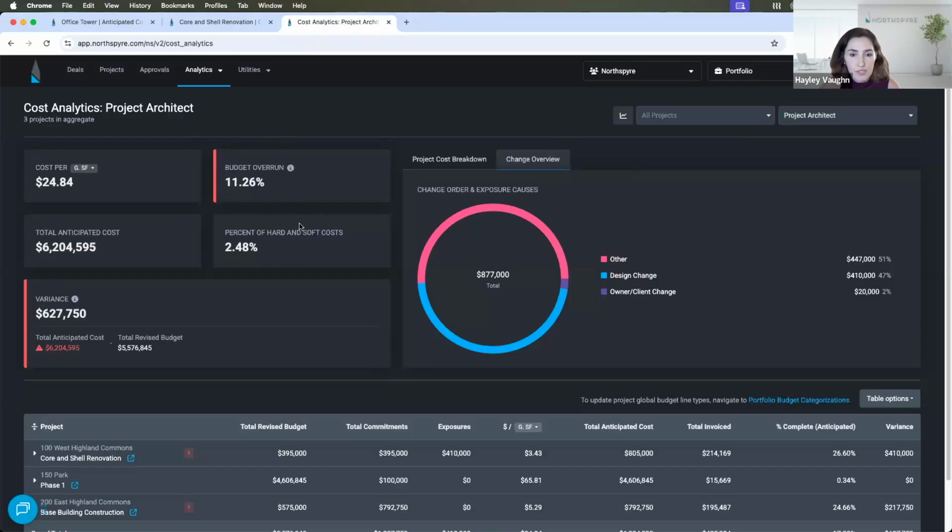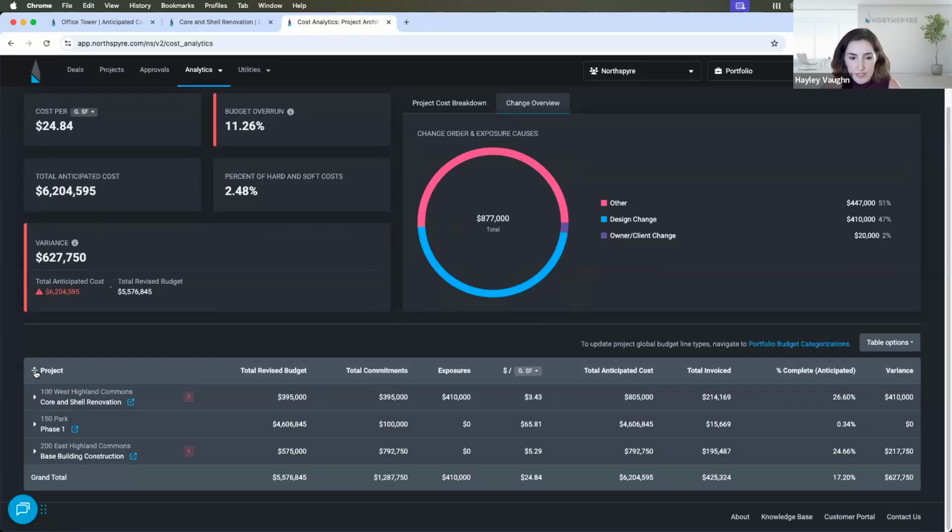You get a really good understanding of: what is my average budget overrun for this scope of work? What percent of hard plus soft costs does this cover? What is my average cost per unit on this given budget line? All of this data is really helpful for forecasting and budgeting future projects and understanding risks. Looking at our change overview here, I can get a really good understanding of the types of changes that are causing this 11% budget overrun. In this case, it looks like design changes, owner changes, and then some other uncategorized items. So some good insights there.